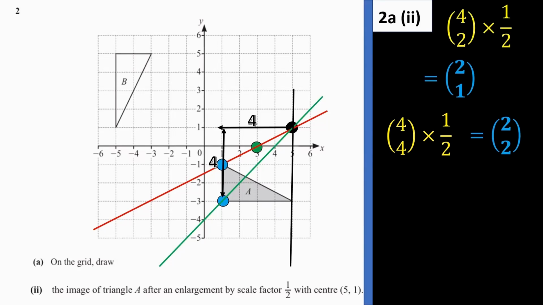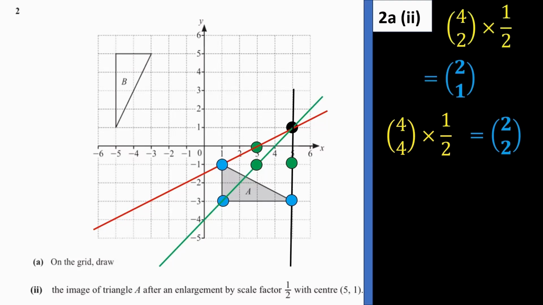What that means is that from the center of enlargement, we are going to take 2 boxes horizontally, and then we are also going to take 2 boxes vertically down. We get the image of the second vertex. So we look at the third vertex of the triangle, and the distance from the center.